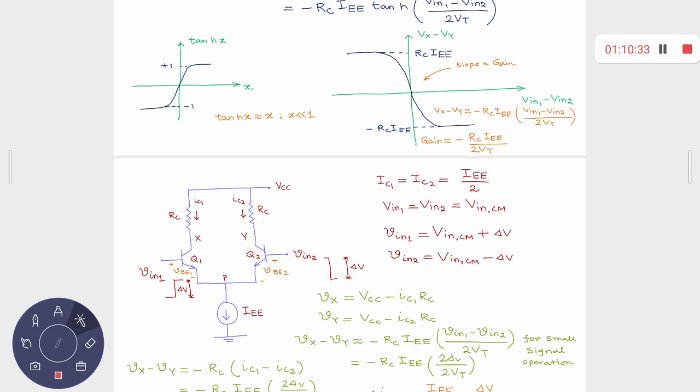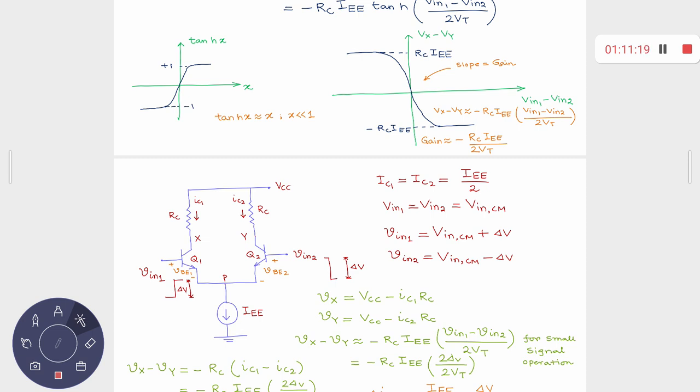Now I know that over this region only, where mod of Vin1 minus Vin2 is within unity, this tan hyperbolic, nonlinear nature can be approximated to a linear one. Now in this particular slide, I am restricting my observations to that region only, where Vin1 minus Vin2 is much less than Vt. I know how it behaves from minus to plus infinity, and I know my region of interest, and I am restricting my discussion within that region. This delta V should be much less than Vt. Then only your small signal notion is valid.